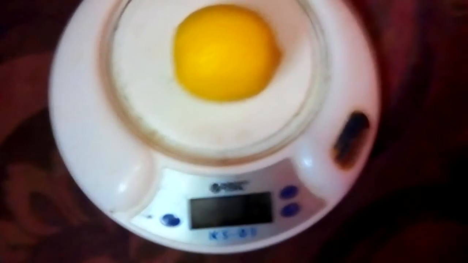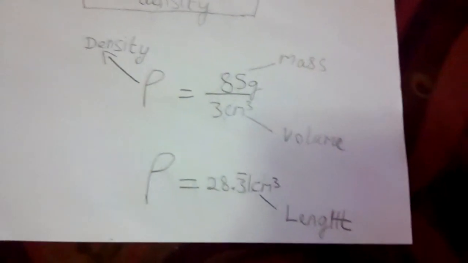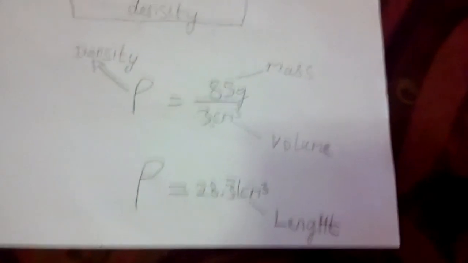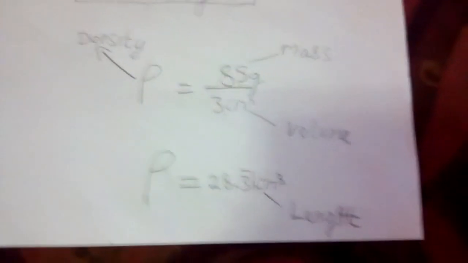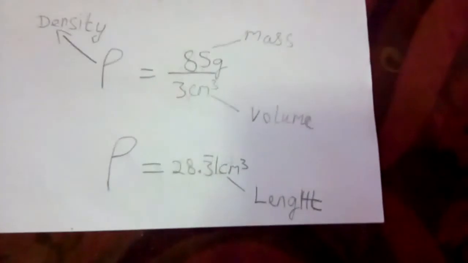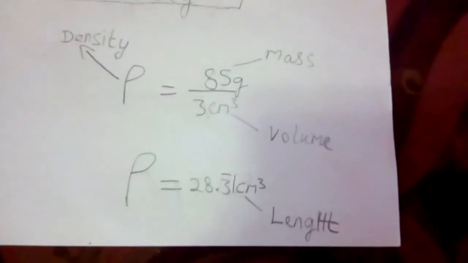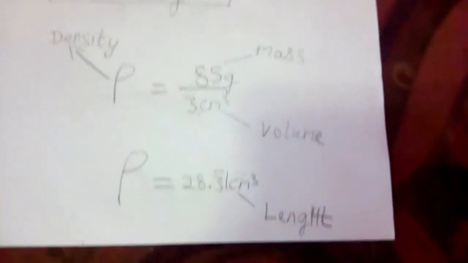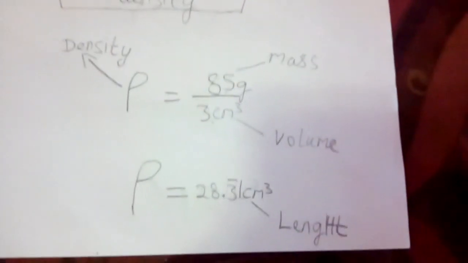Now we are going to solve it using the formula. After applying the measurements to the formula, what we get is 85 grams as the mass of the irregular object, and 3 centimeters cubed as the volume. We divide it, and we get 28.33 grams per centimeter cubed. So that's how we get the density of an irregular object.